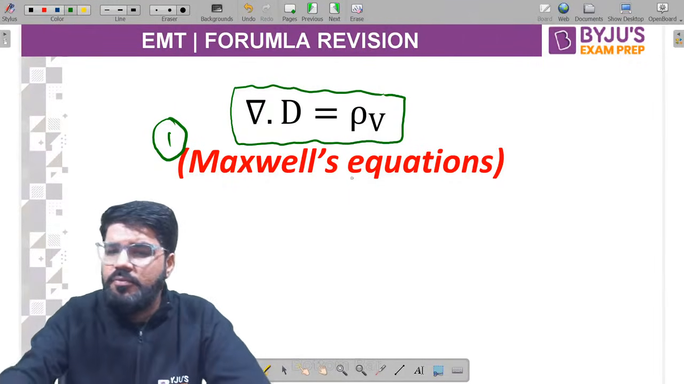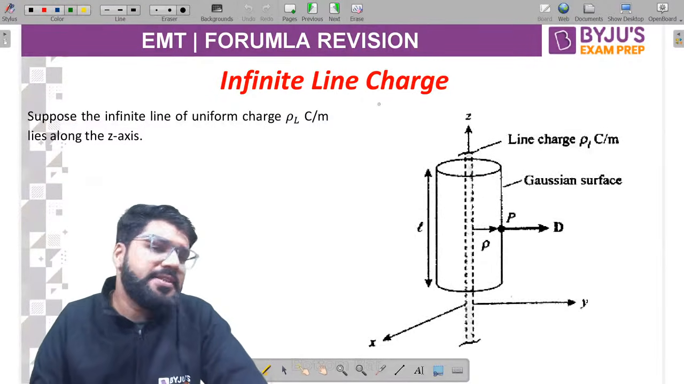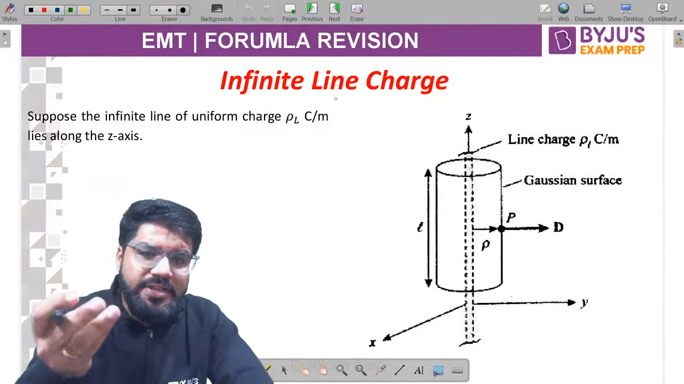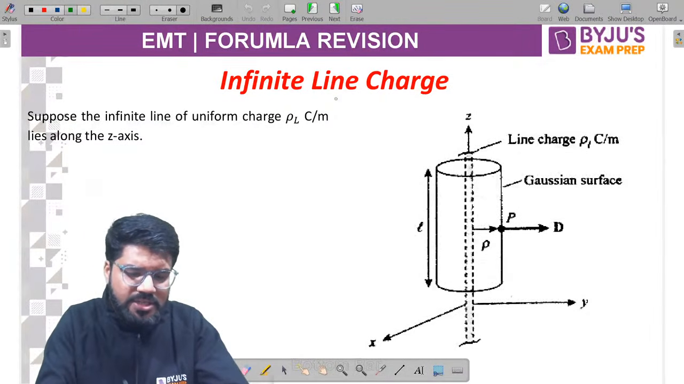Right, let's move ahead to the next concept. What is the electric field due to continuous charge distributions like line charge, surface charge and volume charge? We have seen the point charge. Let us move towards the different charge distributions now.